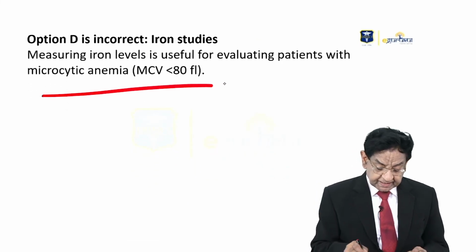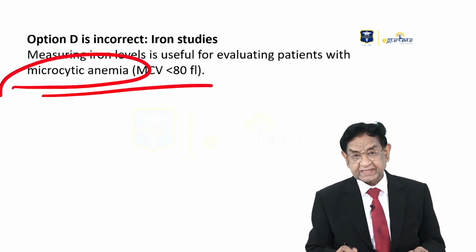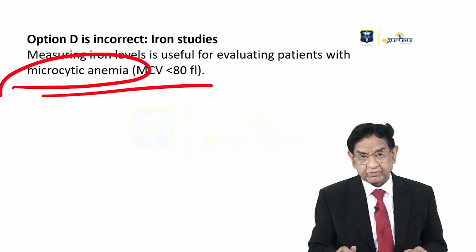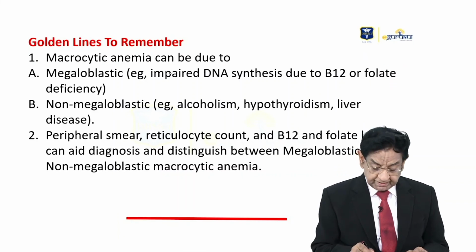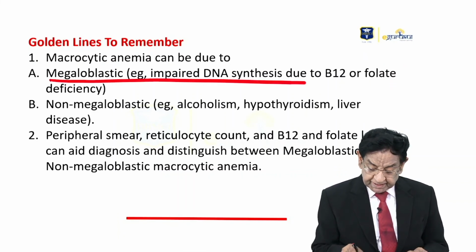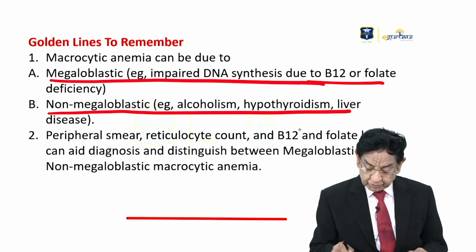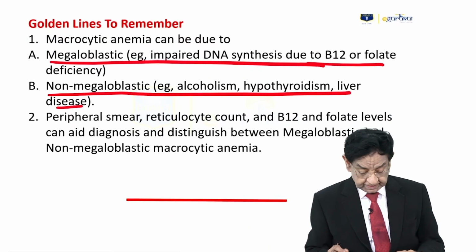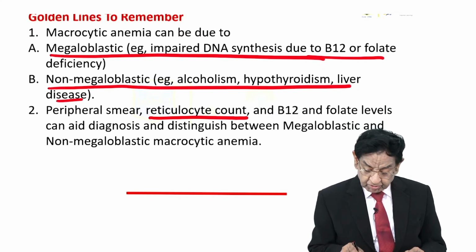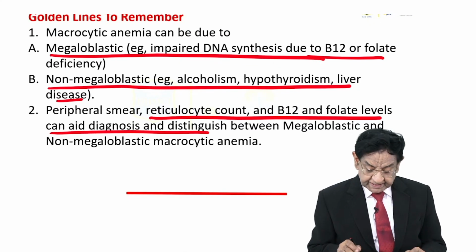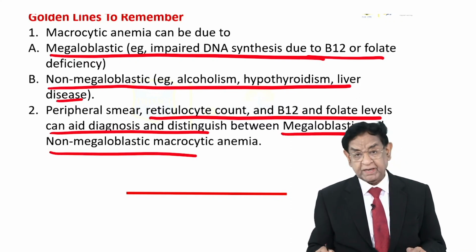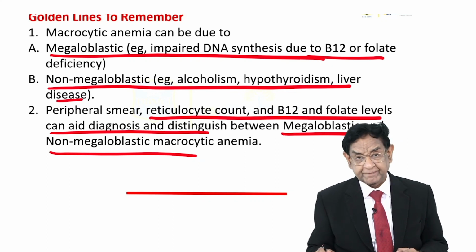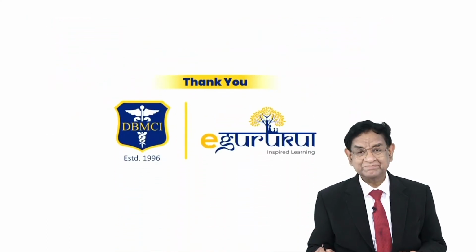Iron studies: we get microcytic anemia, MCV less than 80, so that is altogether ruled out. Golden line to remember: macrocytic anemia can be due to megaloblastic causes, impaired DNA synthesis due to B12 and folic acid deficiency, or non-megaloblastic causes: alcohol, hypothyroidism and liver disease. Peripheral smear, reticulocyte count and B12 and folic acid levels can aid in diagnosis and distinguish between megaloblastic and non-megaloblastic macrocytic anemia. Thank you very much.